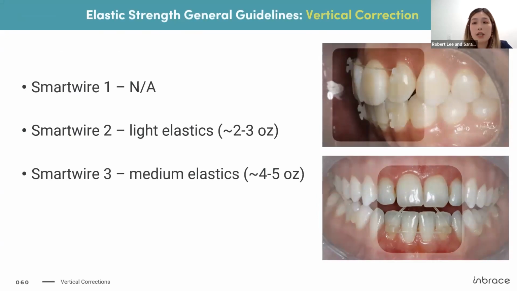So just a reminder again, the vertical elastic guidelines are slightly different. We do want to keep them on the lighter side to prevent single tooth extrusion with the elastics overpowering the SmartWire. So generally don't recommend running vertical elastics until in SmartWire 2. You want to keep them light at 2 to 3 ounces. And then when you're in SmartWire 3, if needed, go ahead and move up to medium elastics around 4 to 5 ounces as needed.